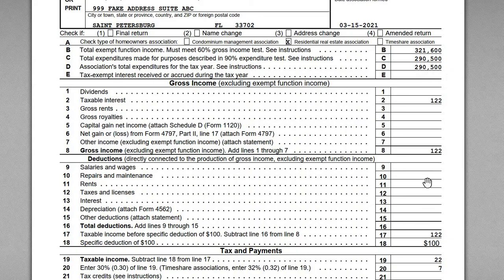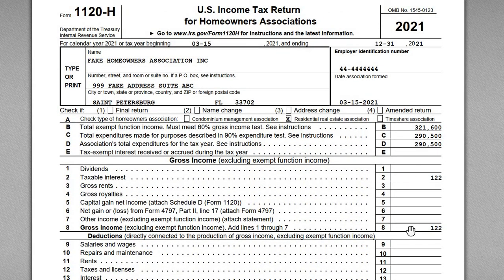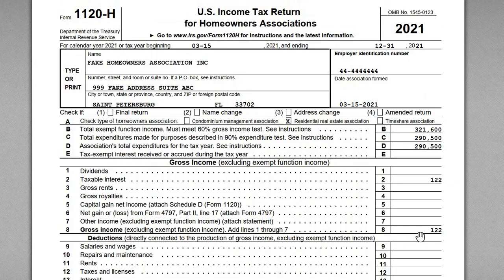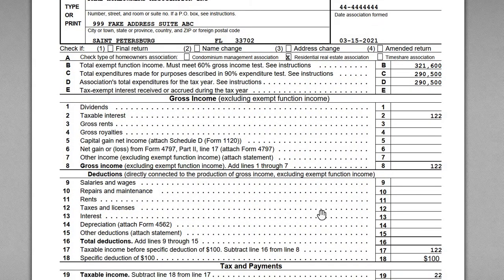But in this case, we don't. So it's, again, a very, very simple fact pattern. Frankly, in most cases, this is what you see, right? Most homeowners associations don't have any deductions attributed to non-exempt functions, so that's why lines 9 through 15 are 0.